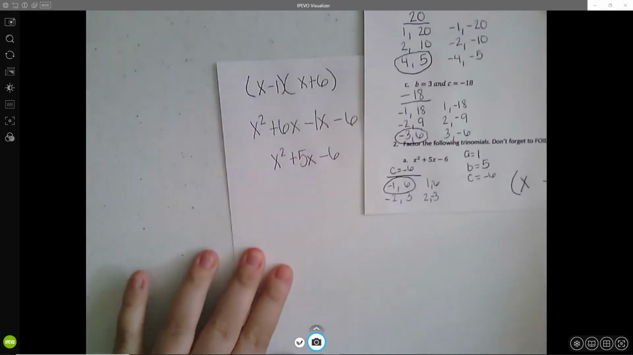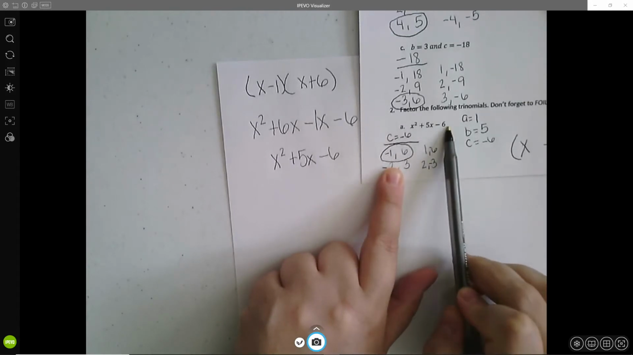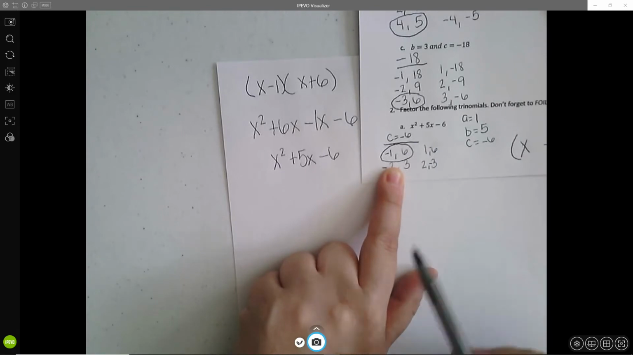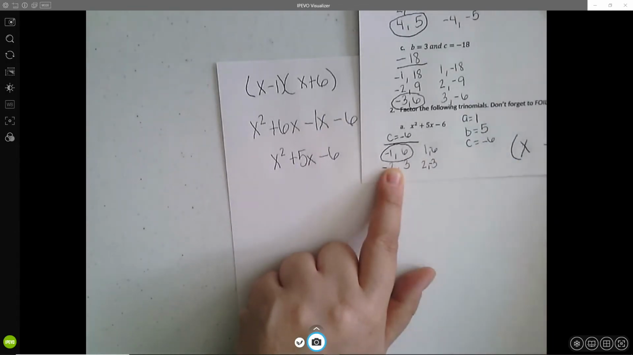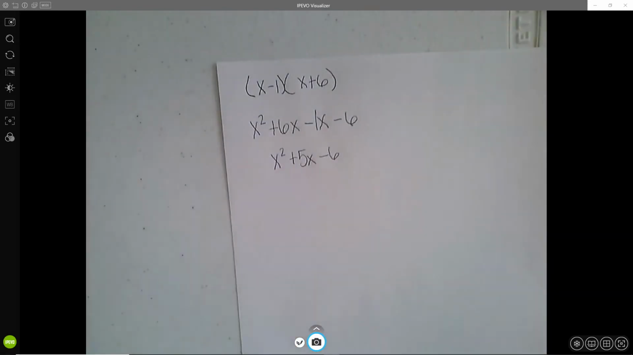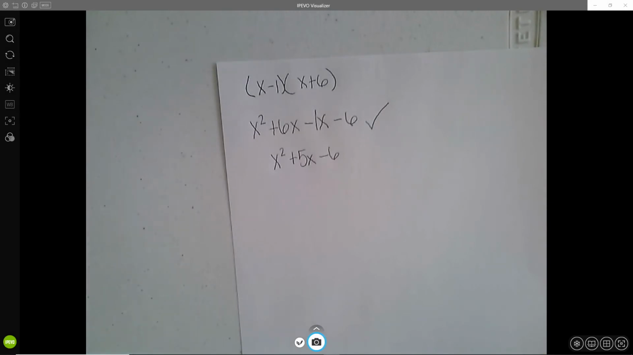Notice when I FOIL, I get back to this trinomial that I started with. That is clarification that you factored it correctly. If when you FOIL the answer, you get back to what you started with, you are done with the problem. Okay, I have checked it. We're good to go on. Okay, let's look at some more of these.